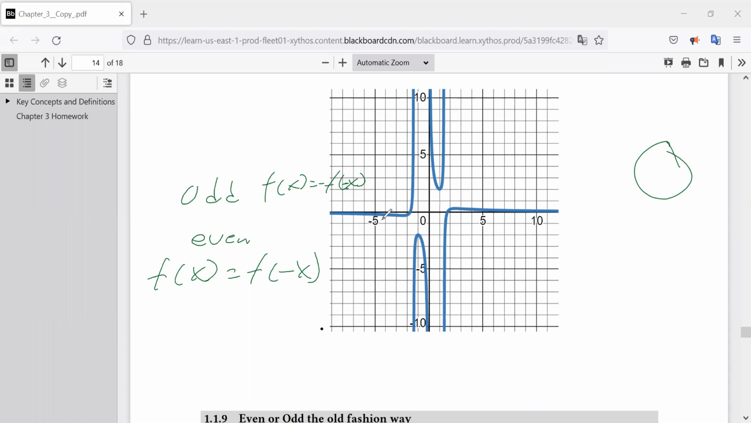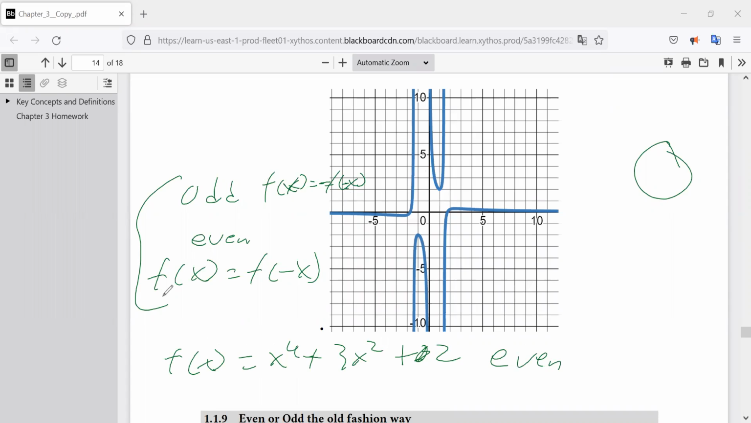Something like this is a very wonky function, and it's often helpful to get a pictorial idea of what's happening before you dive into the formal definition. But this can also be easier to check if it's odd or even. So I can give you a picture and ask you if it's odd, even, or neither. Or I can just give you f of x is equal to x to the fourth plus 3x squared plus 2. Is this odd, even, or neither? Turns out it's even. And you can check that using these definitions.